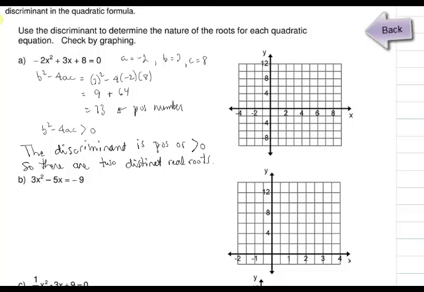So when I graph this on my graphing calculator, this is what I got. I got 1 root at negative 1.3. I got another root at 2.9.